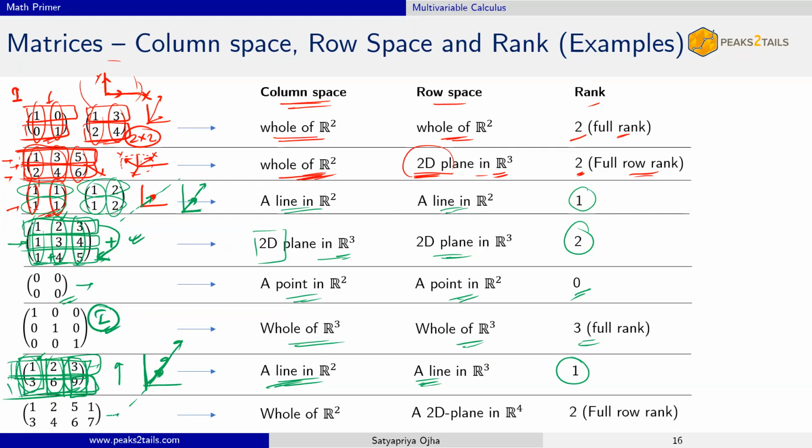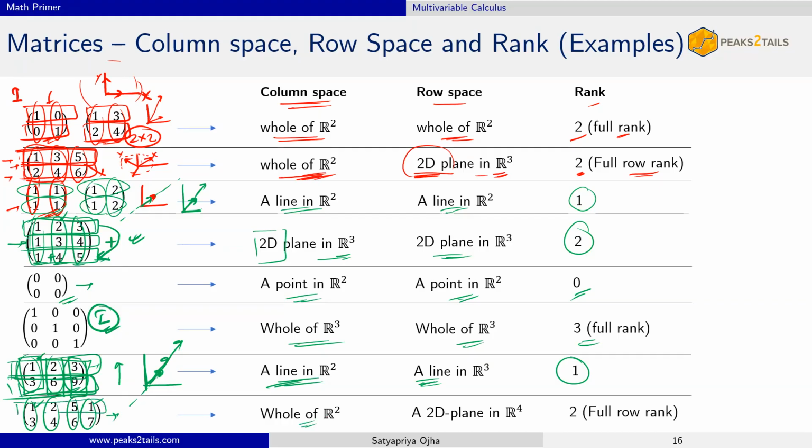Okay. Finally, let's look at this. There are 4 column vectors, 1, 2, 3, 4. I can see that the first one and the last one are independent. So that means that I'm covered. Maximum I can span a 2D space. I do see there are 2 independent vectors. I can cover the whole R square.